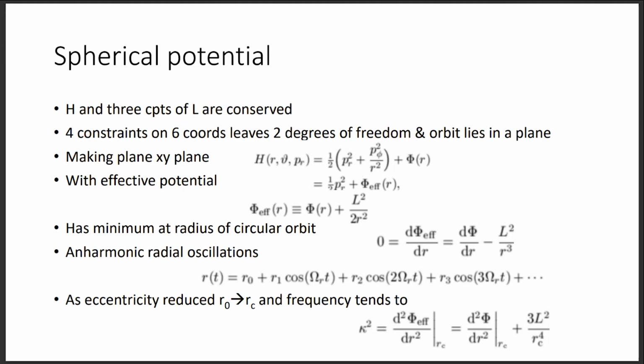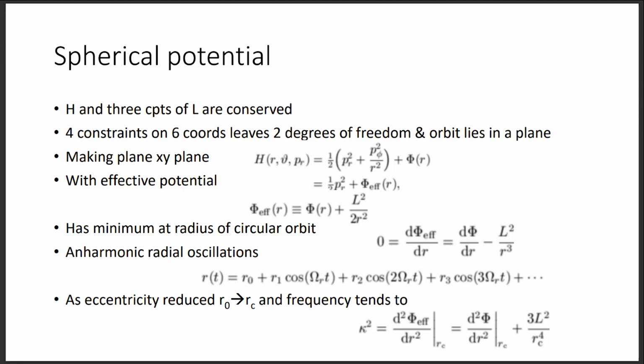So we have effectively a one-dimensional motion, and there's an effective potential, which is the real gravitational potential, plus the kinetic energy, which is this much. Sorry about the constant changing of notation, this is not good. Plus the tangential kinetic energy. This effective potential has a minimum at the radius of a circular orbit. And what we have is anharmonic radial oscillations.